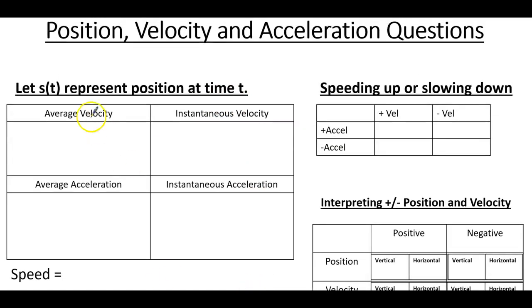All right, so let's assume for a second that S represents the position of a function at time t. The average velocity can be found by doing your regular old slope formula, plugging in b and a and then dividing by b minus a, okay? The instantaneous velocity is found by doing the derivative.